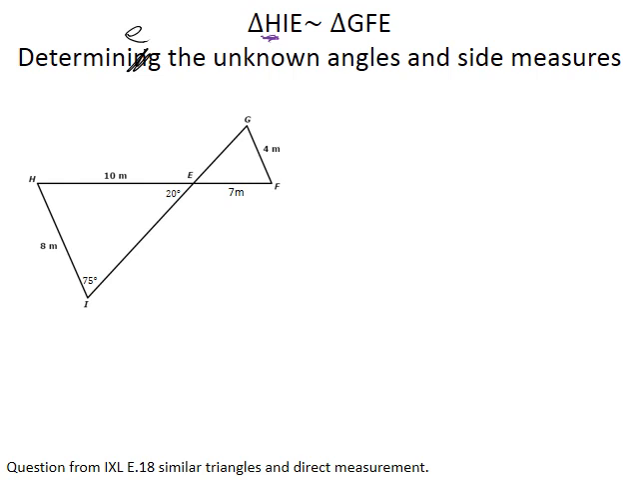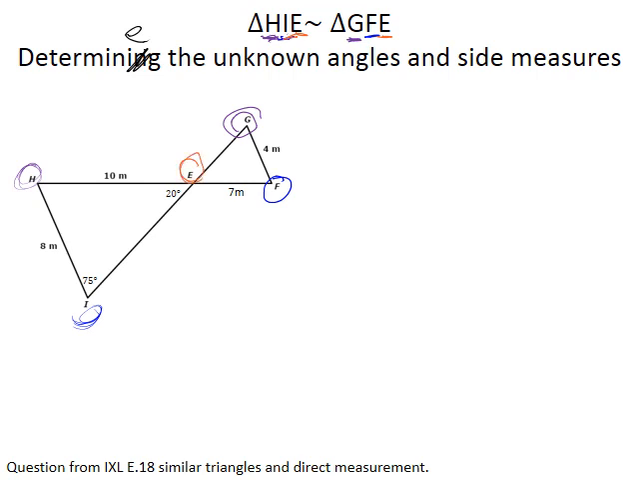So in this case, we have H here, so H will be right here. Then we have G, so let's use the same color because G and H we know are corresponding. Let's change up the color. I and F are corresponding. And the last one, E and E, because E and E are the same angle, so it's corresponding.